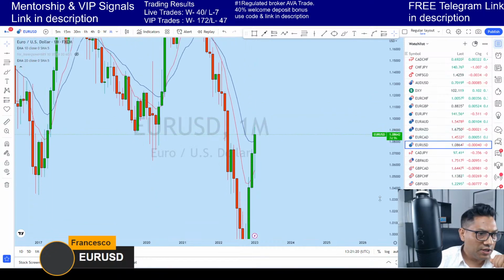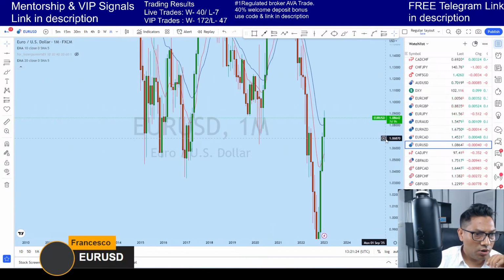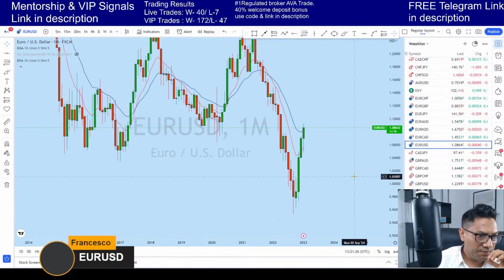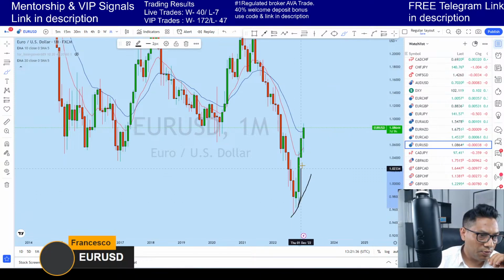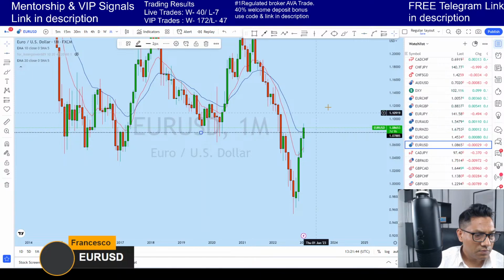So what do we see from the monthly? Let's look at euro dollar from the monthly perspective. The price has a big bounce from this monthly level of support. With this bounce, the previous resistance here has been broken.